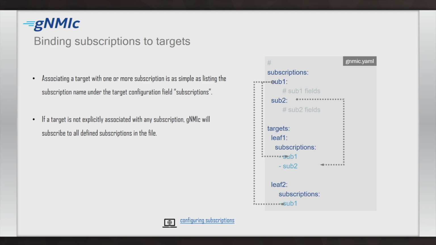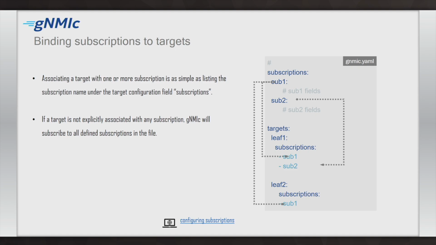So the way to bind subscriptions to targets, so subscriptions are named. They have a name, sub1 and sub2 in this example. You can go under the target definition, subscriptions, and you list the subscriptions that you want gNMIc to subscribe towards that target.